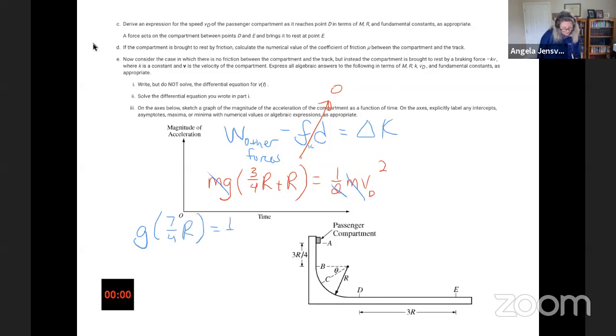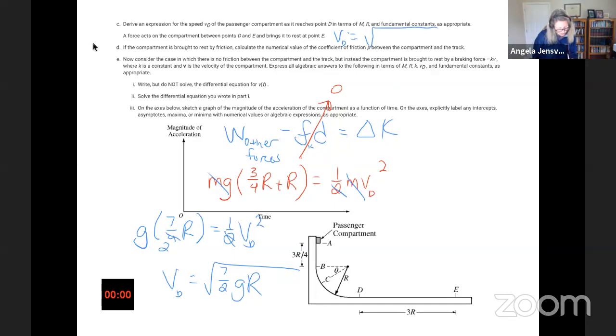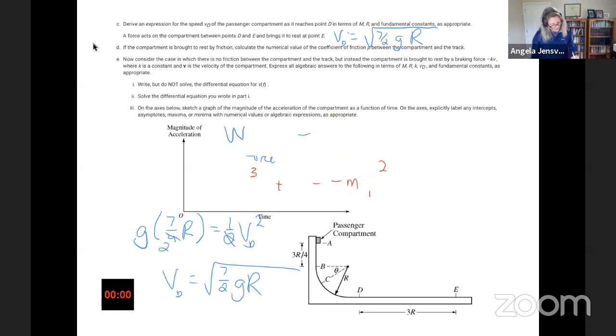And the left-hand side is 1/2 VD squared. Okay, so VD would be the square root of, now I can cancel one of these. Is that okay with you guys? 7/2 GR? Yeah? Okay, so I'm going to write that here. VD equals the square root of 7/2 GR. Okay, so we've got that.